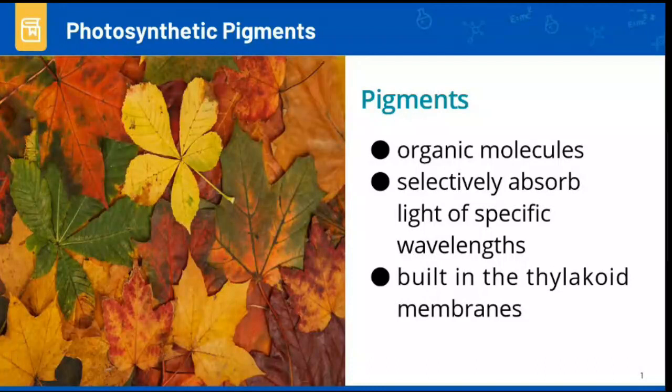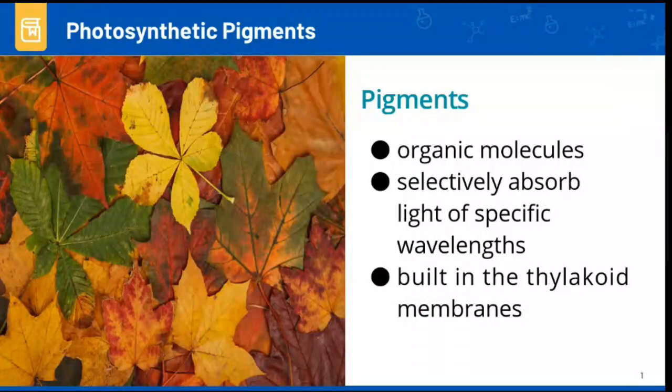Remember, there are several wavelengths in our electromagnetic spectrum. That is your ROY G. BIV, because red, orange, yellow, green, blue, indigo, and violet.